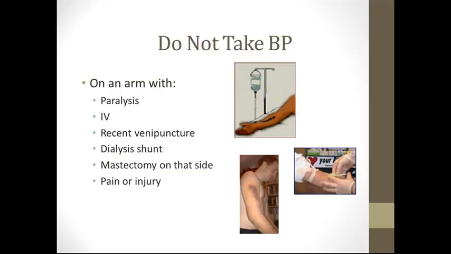Dialysis shunts, mastectomies on that side, particularly because of lymphedema, or if there is pain or injury or there's a cast or a break in that arm, we would not take the blood pressure in those arms. We would find somewhere else. If a patient has an IV in both arms, we would then probably go to a blood pressure in the thigh.